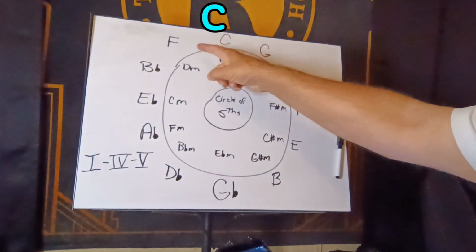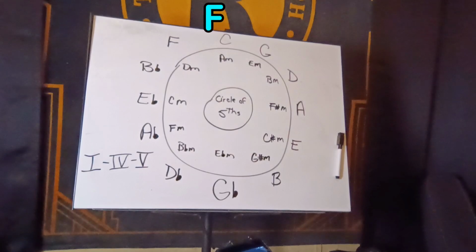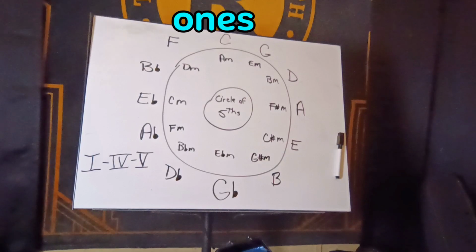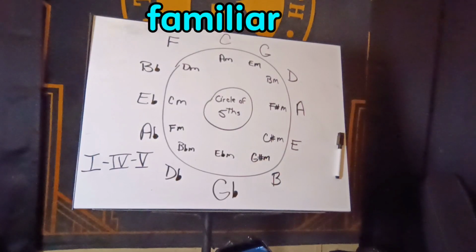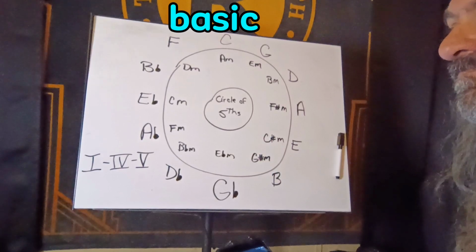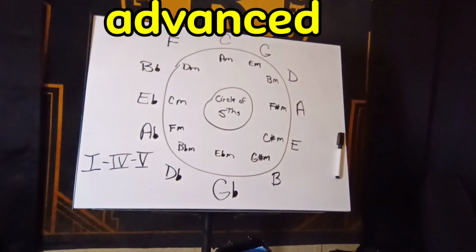So if you're in C, the fourth is F. So you've got C, D, E, F. So with that said, and I'm talking to the ones out there that are familiar with music, this is not for basic beginners. You have to be a little more advanced to understand this.